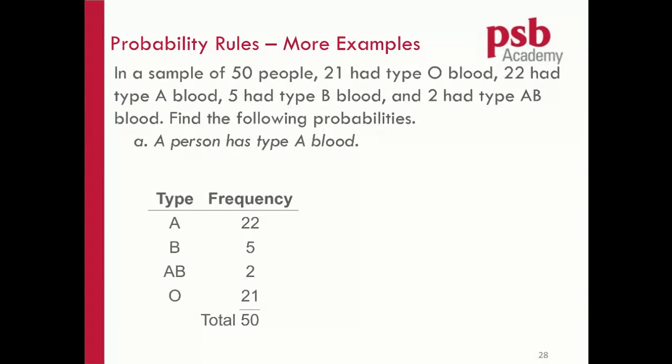A person's type A. Okay, what's the probability that you pick someone who has type A blood? So how many A do you have? A, 22 out of 50. Okay, 22 out of 50. So you can just say the probability of getting an A, or you can put type A blood, something like that.